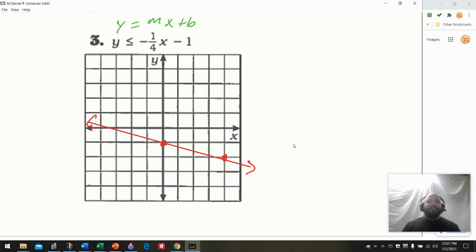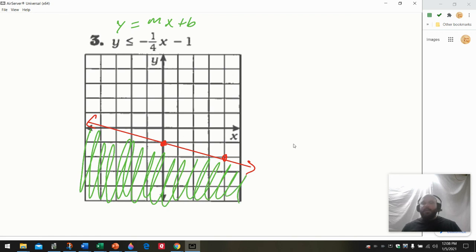And the last thing we need to do is determine which side we do our shading. Now, in this case, it says y is less than or equal to. So we crossed at -1, but we need to shade where the y's are less than -1. And in this case, it would be down below the line. So that right there is going to be where you would shade.